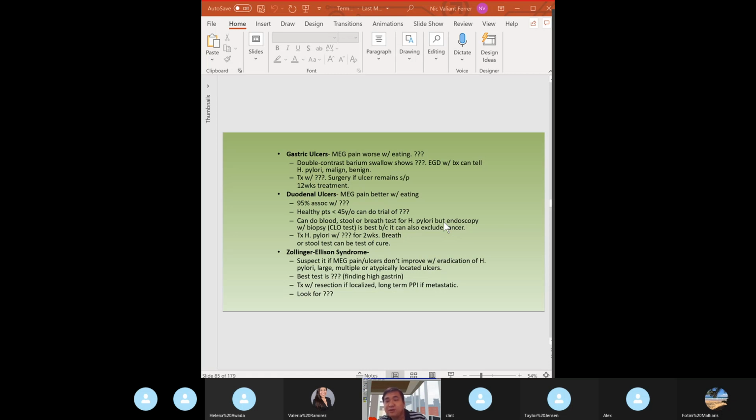Because it only stimulates those cells that have gastrinoma, right? Those abnormal cells that secrete high gastrin. It only stimulates those cells, so it's much more specific, right? So how do we treat this one? Resection if localized, long-term PPI if metastatic.